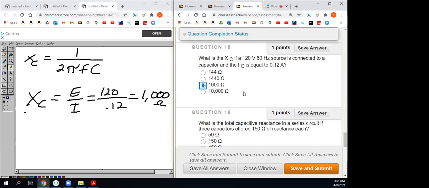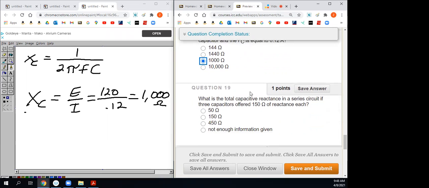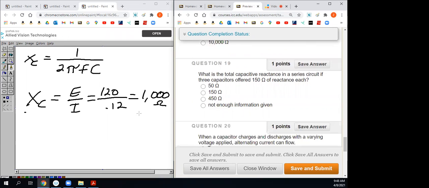Think about AC, and we know that DC and AC, most of the time they are combined together. What is the total capacitive reactance in a series circuit if 3 capacitors offered 150 ohms of reactance each?